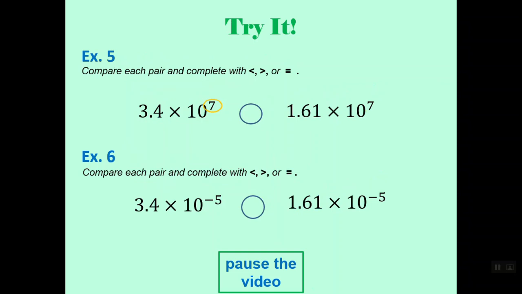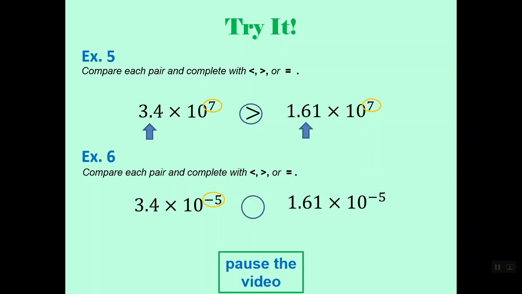Okay, so how'd you do? In example 5, we can see that we have 10 to the negative 7th power on both sides. So we are going to defer to those factors, and we can see that 3.4 is greater than, we know that, 1.61. Again, we're moving that decimal to the right 7 spaces on both sides. So we know that 3.4 times 10 to the 7th power is greater than 1.61 times 10 to the 7th power.